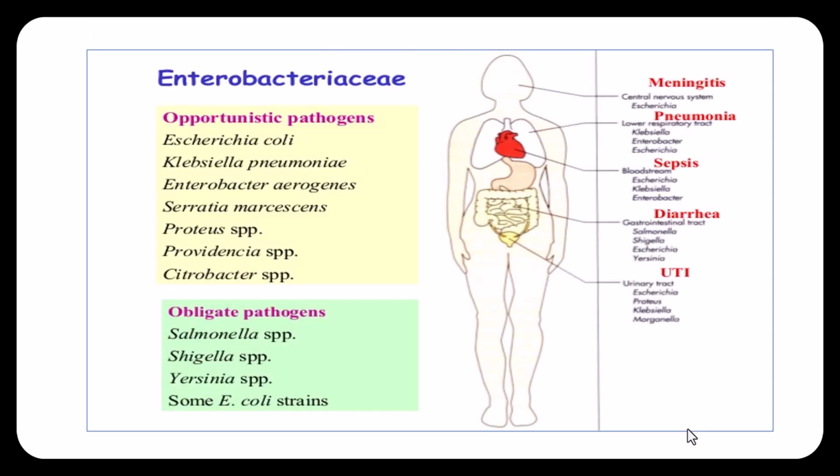And here in this diagram, you can see the human body and the infections caused by the Enterobacteriaceae. These bacteria can cause infection in many body systems. They can cause UTI infection, diarrhea, pneumonia, sepsis, meningitis. For example, Klebsiella pneumoniae can cause pneumonia, and E. coli is the most common cause of UTI infection.